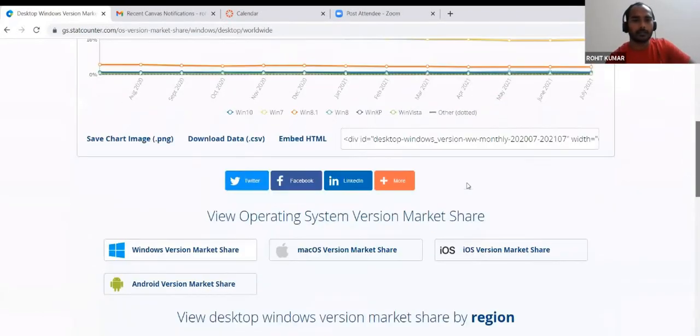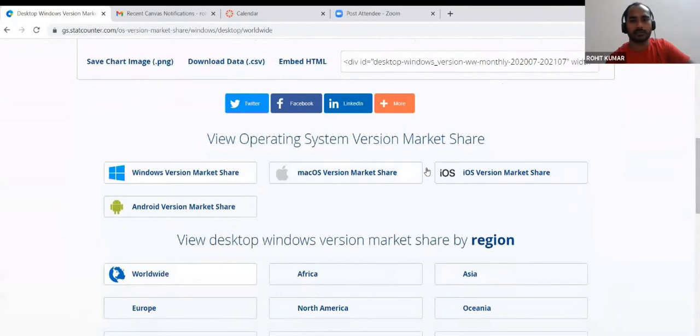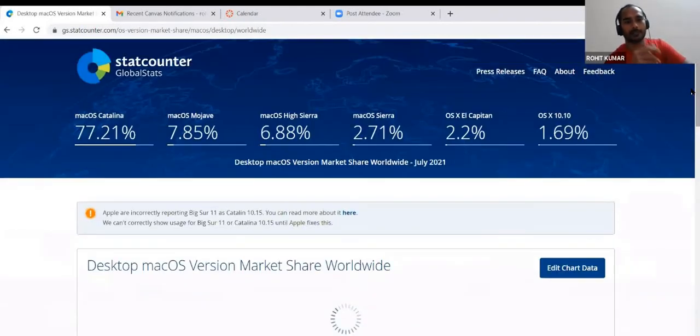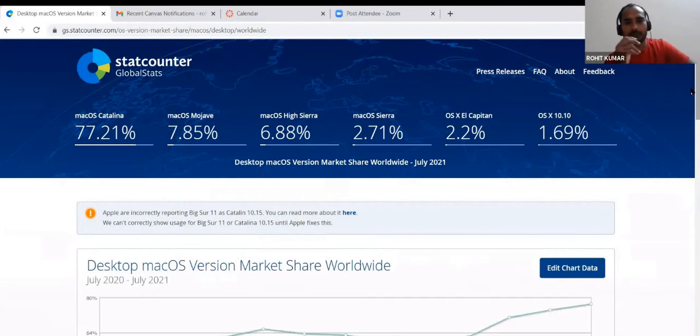Then we do have the different macOS market share. Here you can see that Catalina is leading with a massive 77.21% support, and then there is Mojave, and then High Sierra and Sierra, then El Capitan and 10.10 that we discussed there. So those we discussed with the initial releases. Those initial releases are still in use.